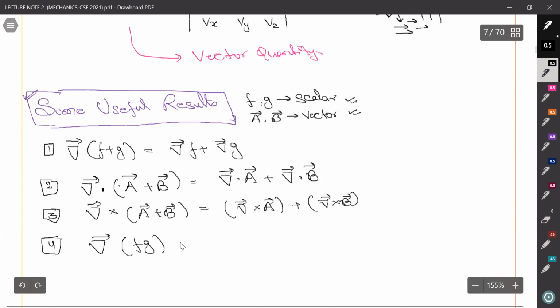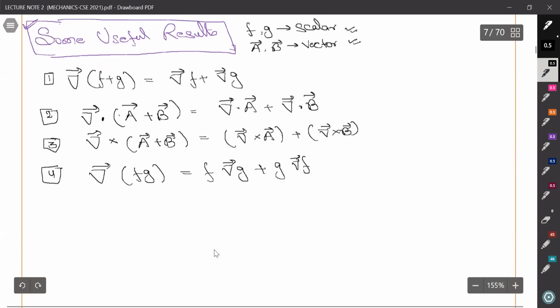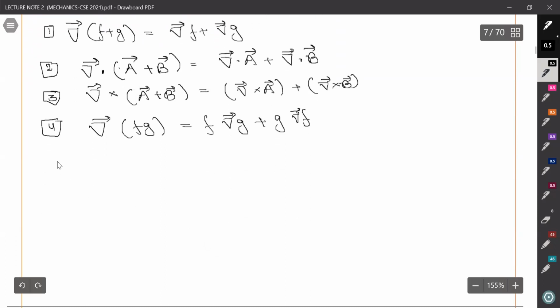We are not interested in any proof of any of the relations. We just need to memorize these things. Whenever I introduce this in class, you should be familiar with these results. At least it should be written in your notes.